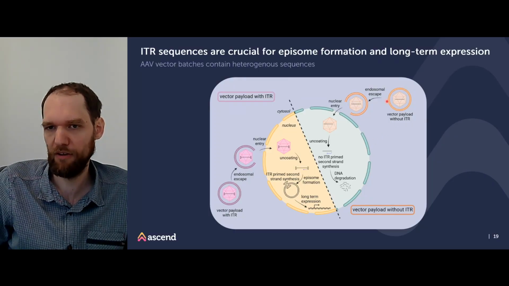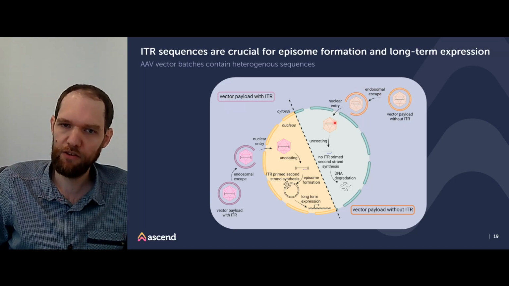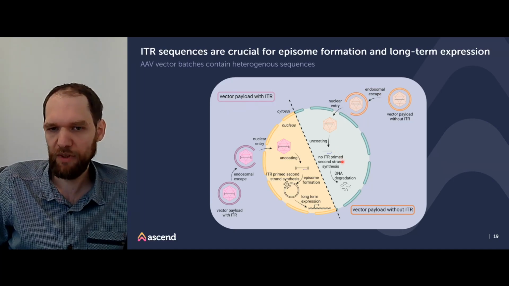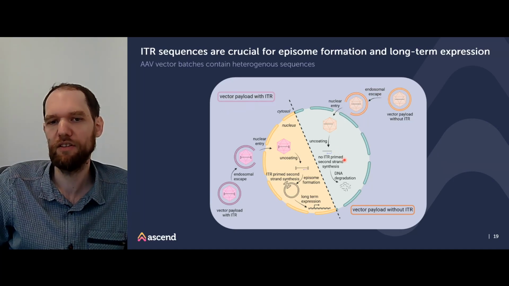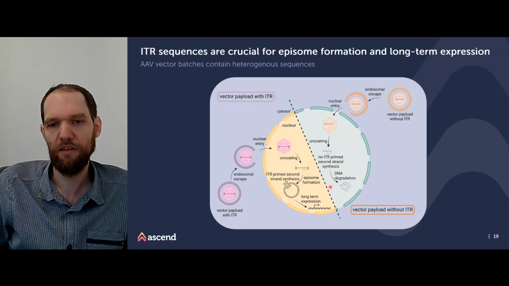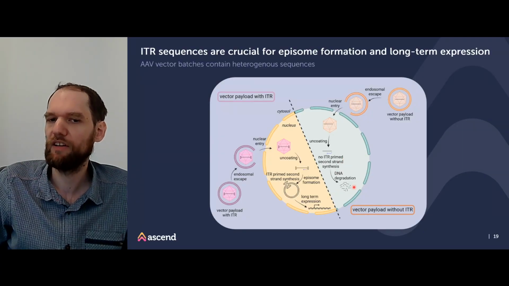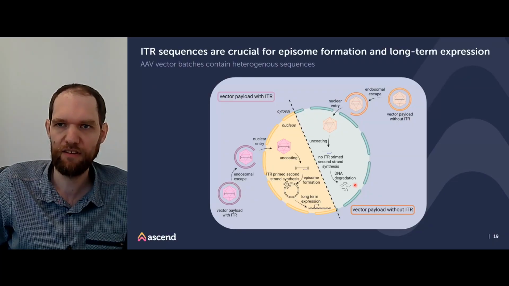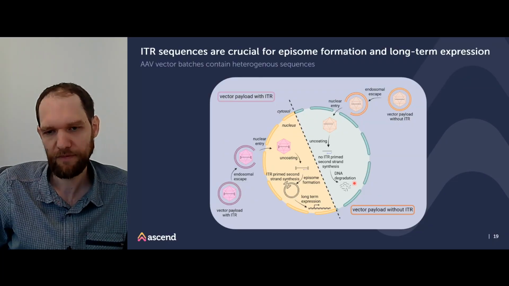If we have a vector payload without ITR, there's also nuclear entry and uncoating, but we cannot have second strand synthesis now. So this means we might have a transient transcription, if at all, but sooner or later, DNA degradation. We don't have this persistent long-term gene expression.